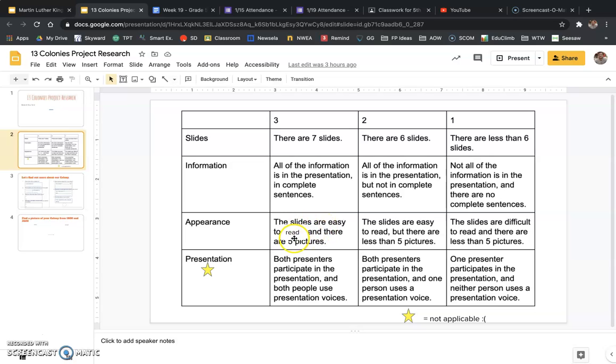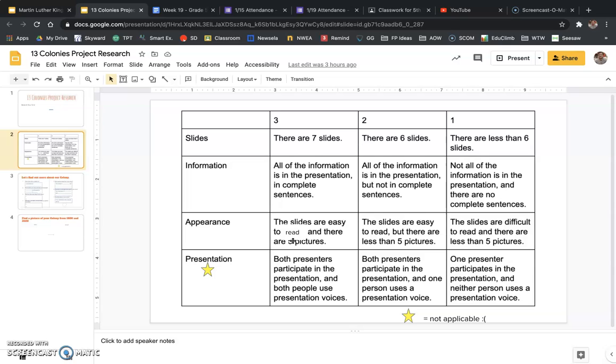Okay, the appearance. The slides are easy to read, and there are 5 pictures. Okay, sometimes you have the background color a certain way or the font a certain way and it's hard to read. So make sure they're easy to read and that somewhere in your slides, so there's 7 slides in your project, make sure there are at least 5 pictures. Okay, that's not 5 pictures for one slide, that is 5 pictures for the entire thing.